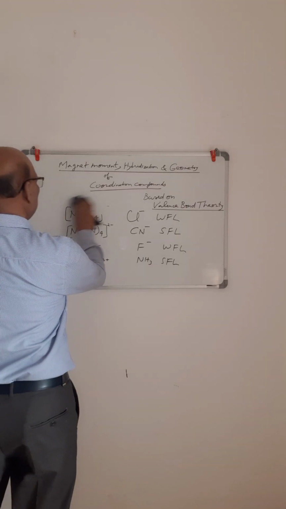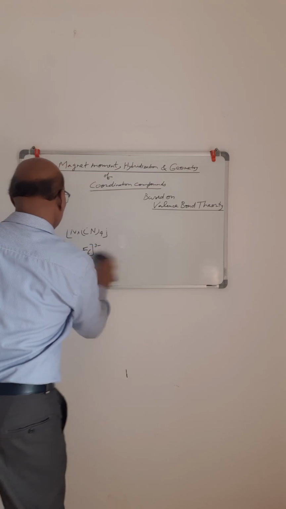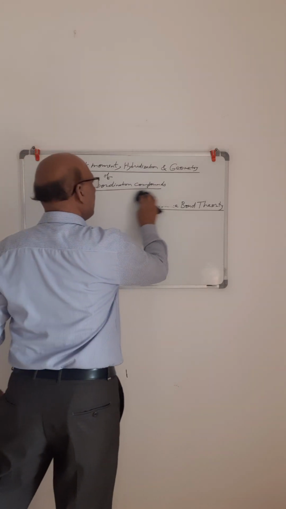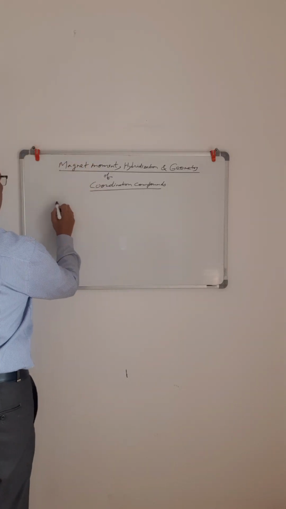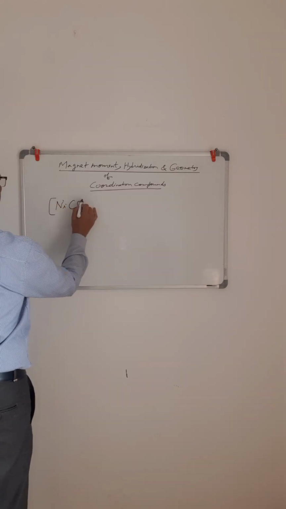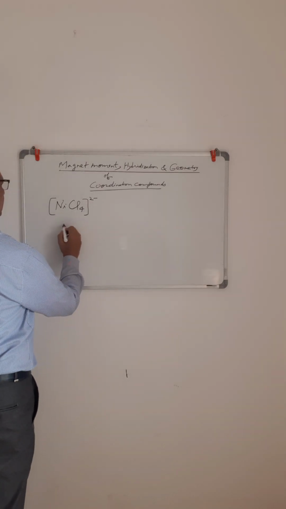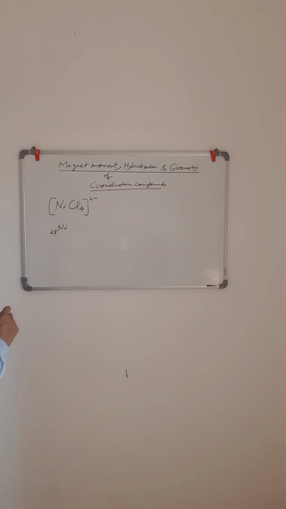So let us first take the example of NiCl4 2-. So we write NiCl4 2-. First we will write the electronic configuration of nickel, that is nickel atomic number is 28.